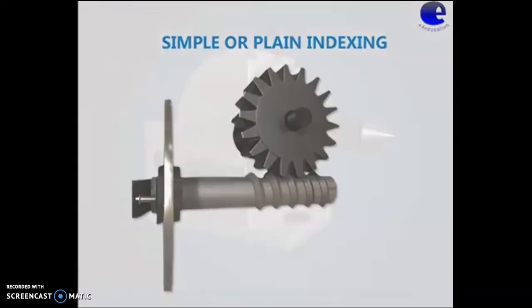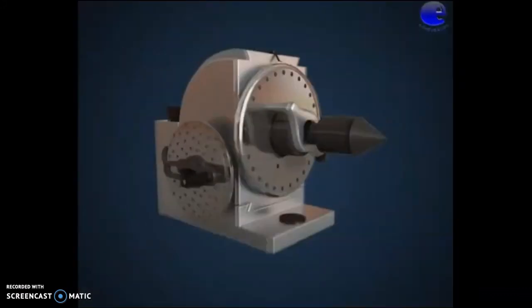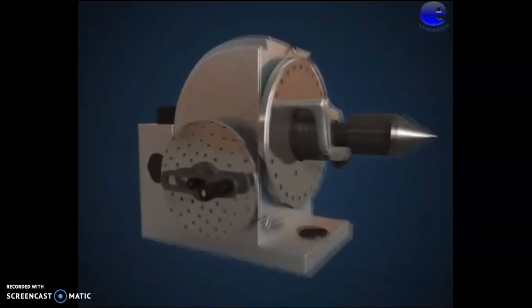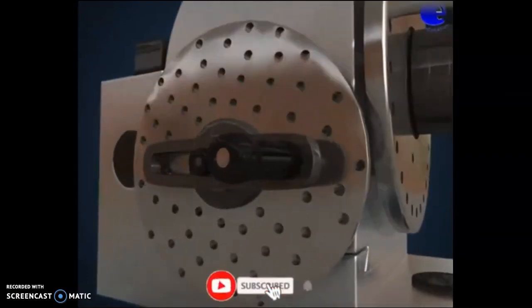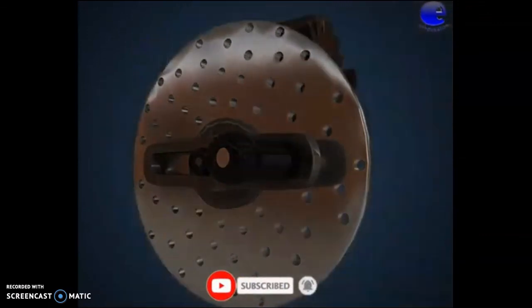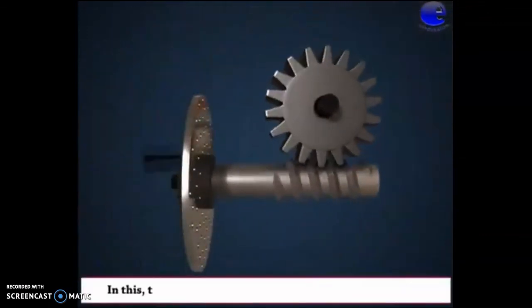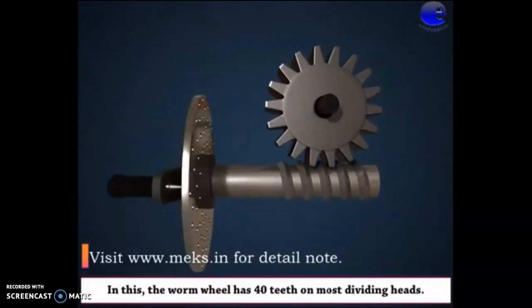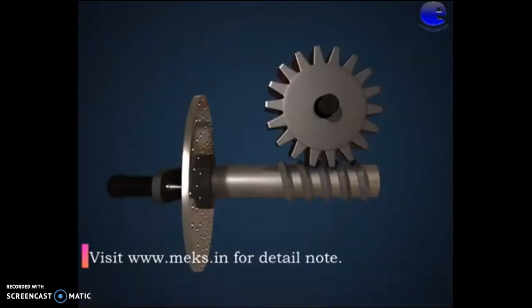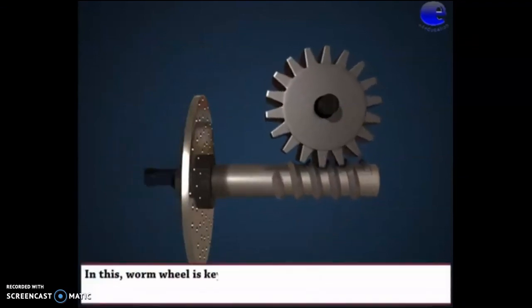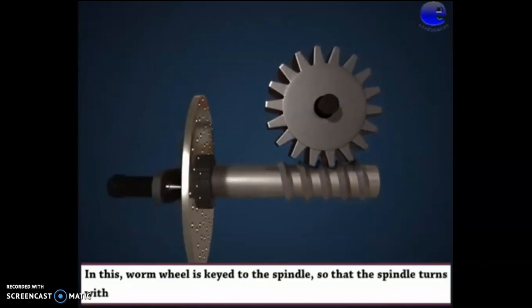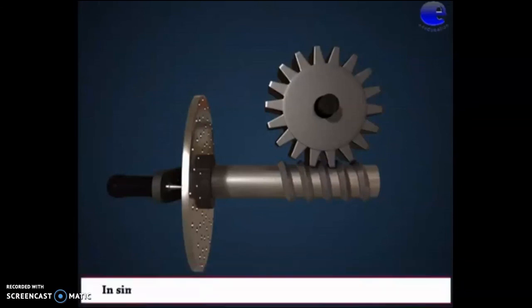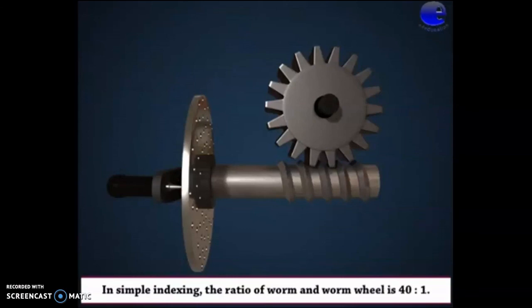Simple or plain indexing. Let us see the 3D model of a simple indexing head. In this, the worm wheel has 40 teeth on most dividing heads. The worm wheel is keyed to the spindle so that the spindle turns with the wheel. In simple indexing, the ratio of worm and worm wheel is 40:1.